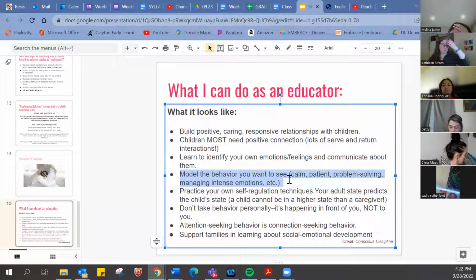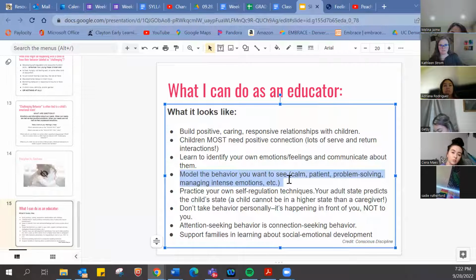So if somebody takes a toy away from me, I'm not going to scream at the top of my lungs and punch them in the face, right? I'm going to say, oh, that makes me really sad when you took my toy away. So I'm modeling how I can respond in a healthy way, right?